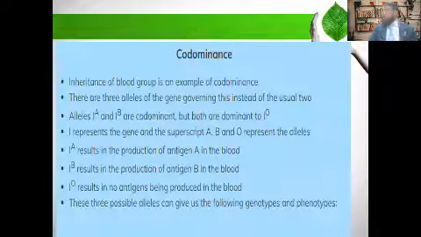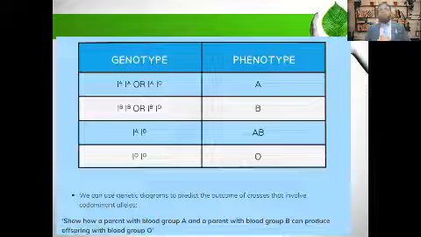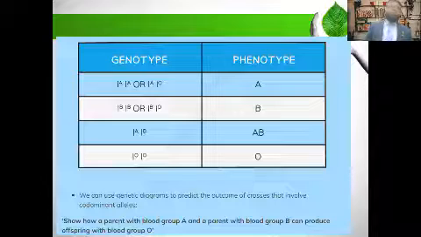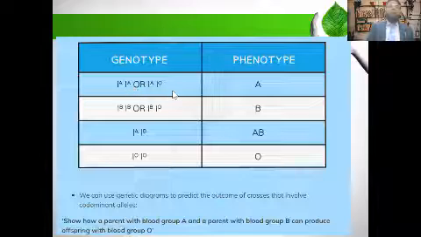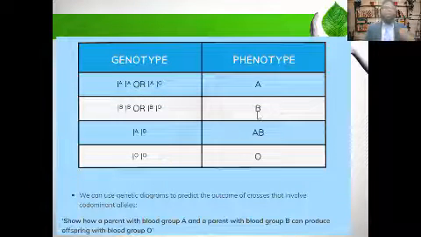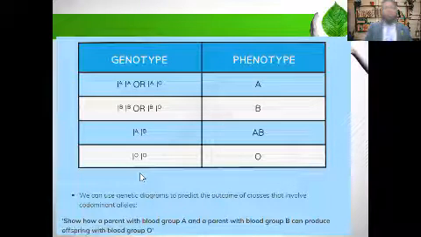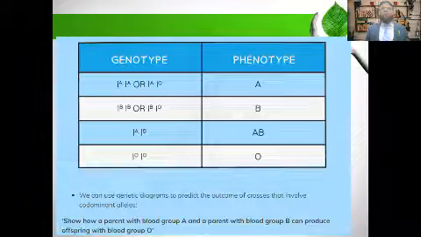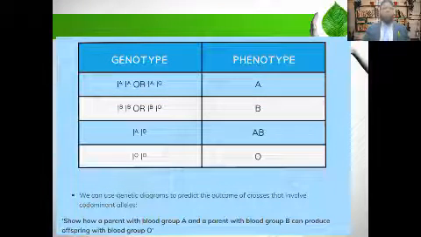These three possible alleles can give us the following genotypes and phenotypes. Now you can see here the genotypes. Actually, what you have to learn is which genotypes the different blood groups have. For example, blood group A has two genotypes, IAIA and IAIO. Blood group B also has two genotypes, but blood group AB has just one genotype, and blood group O also has just one genotype. So if you are asked how the offspring are going to have the blood group if the parents have this type of blood group, you have to cross their genotypes.